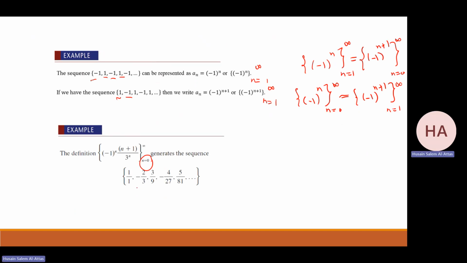Yeah, I'm having this. But why does he have 1 and 1? Because he starts from 0. So at 0, I have what? 1/3 to the power 0, which is 1.